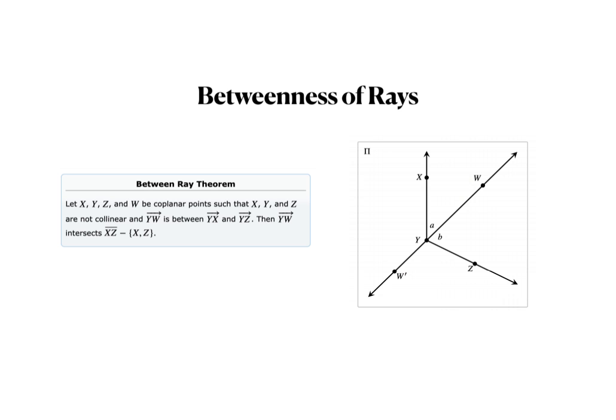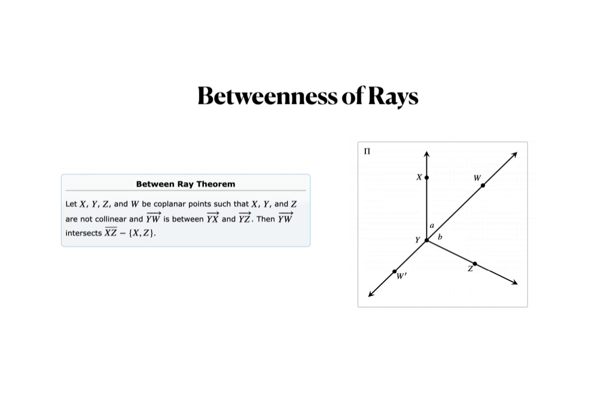The next item we need to discuss concerns betweenness of rays. So we're going to let X, Y, Z, and W be coplanar points, meaning they're all in the same plane, such that X, Y, and Z are not collinear. And you can see that's what I have over here. X, Y, and Z are not collinear. They don't lie on the same line.